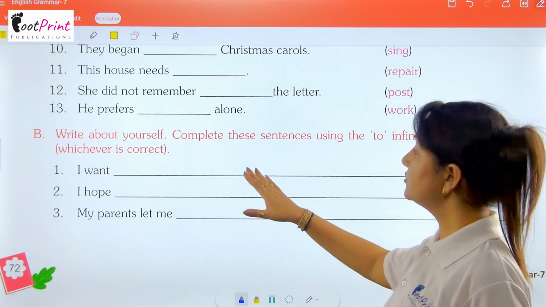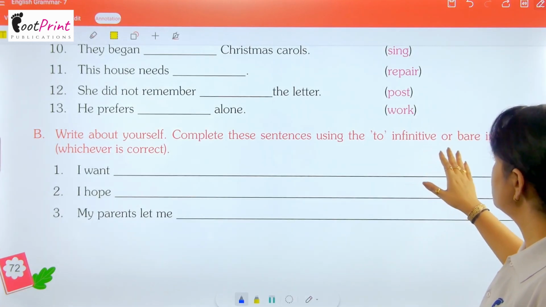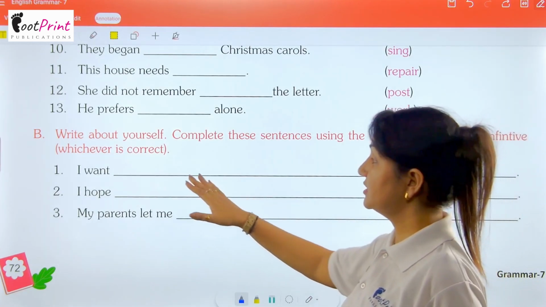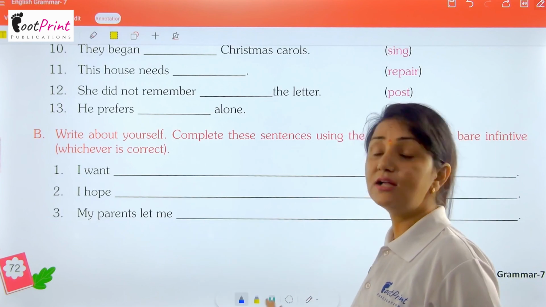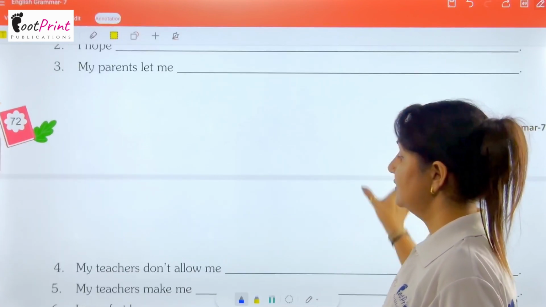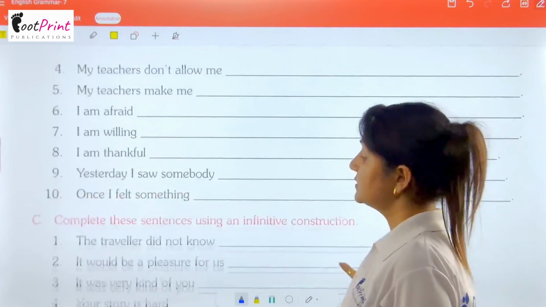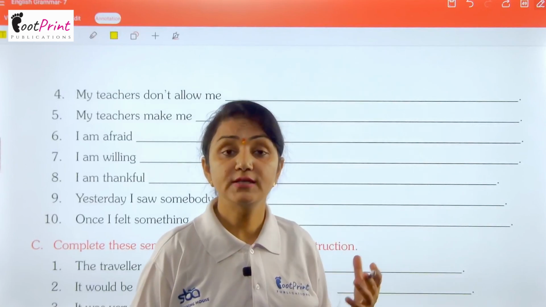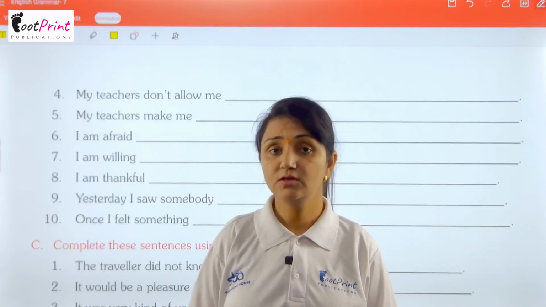Now, write about yourself: complete these sentences using "to" infinitive, bare infinitive or whichever is correct. So, these are your personal activities that you will do by yourself. So, students, the rest of the questions of this exercise you will do by yourself.